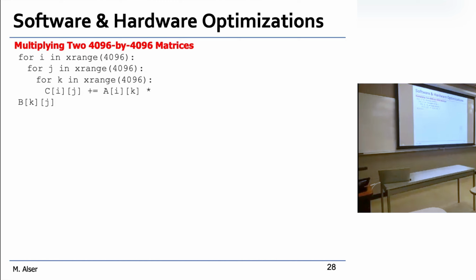Nested means I pick the first index from here. I need to complete the entire for loop here, and then I can proceed and increase the index over there. Likewise over here. I pick one index here, complete the entire number of iterations in the for loop over there, and then increase the index over and over.